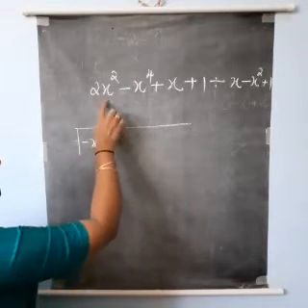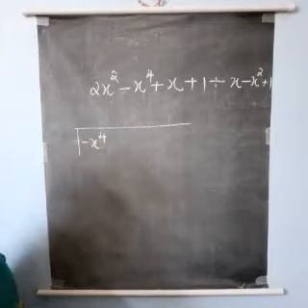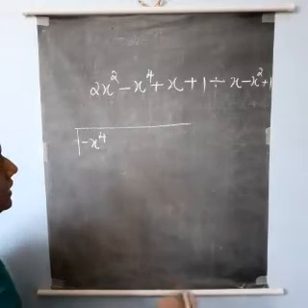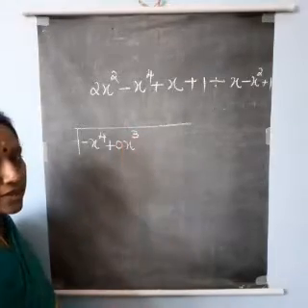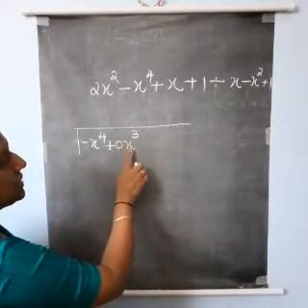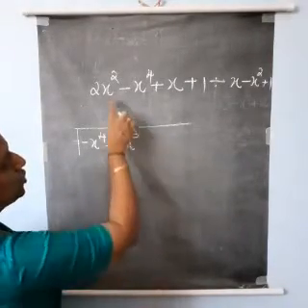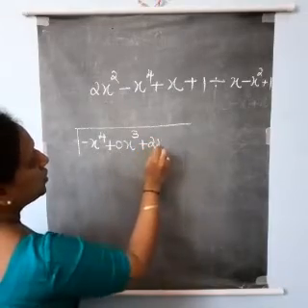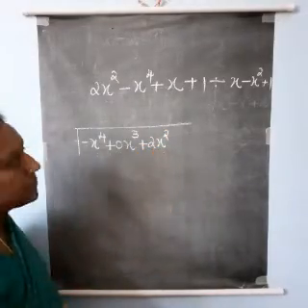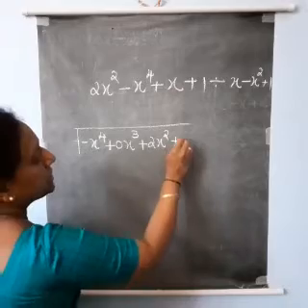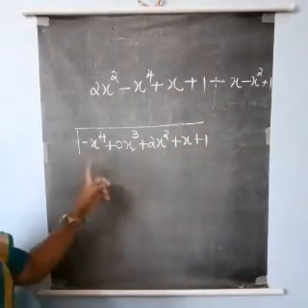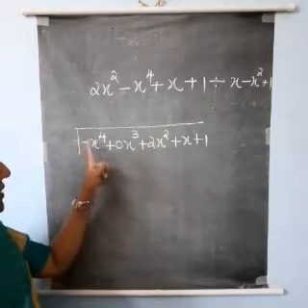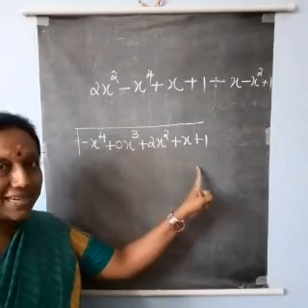Then what is the next one we should have? We should have x cubed. X cubed is not there, so you will write plus 0x cubed. Understand? After 3, we should have 2, so we have plus 2x squared. Then you bring down plus x plus 1. Now we have to rearrange and write this. This is the first step. Always have the power of x in the descending order.